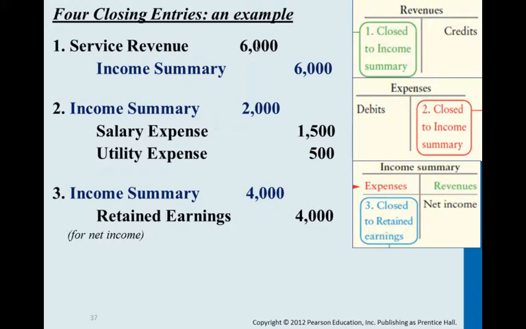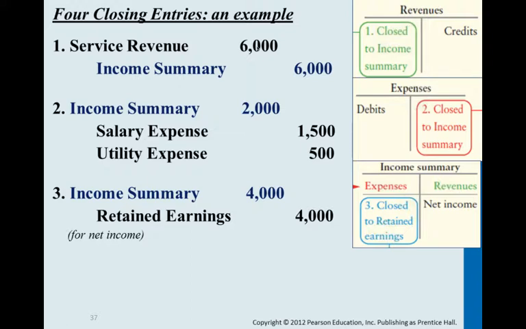When it reaches the third entry, the only question you have to ask yourself is whether the company has net income or not. If there is net income, that brings up the retained earnings balance, so you know you will have to credit retained earnings to capture this balance. Okay, the other side will be income summary.